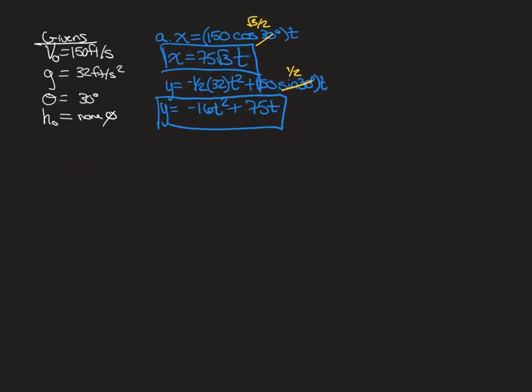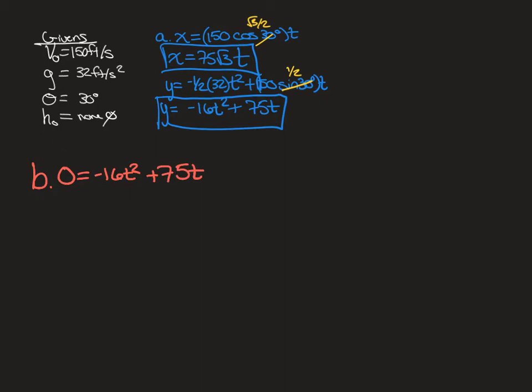Okay, let's do part B. Part B says, how long is the golf ball in the air? Well, talking about up and down in the air is a y thing, a vertical thing, so we're going to use the y equation. And I'm going to say that y equals 0, because if the ball's on the ground, it's not in the air. So 0 equals negative 16 t squared plus 75 t.